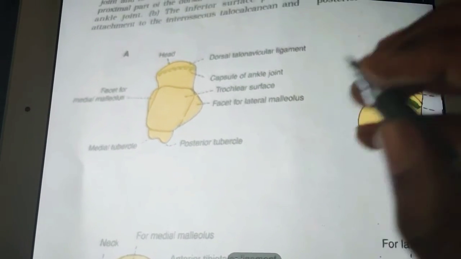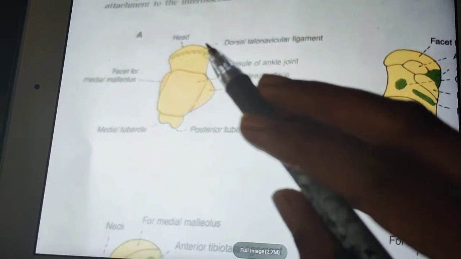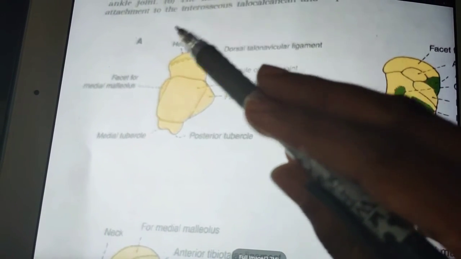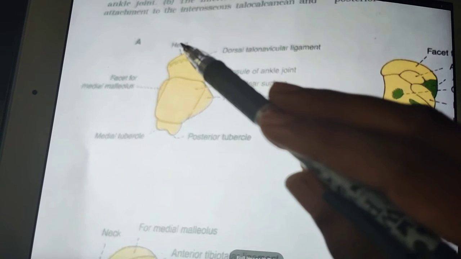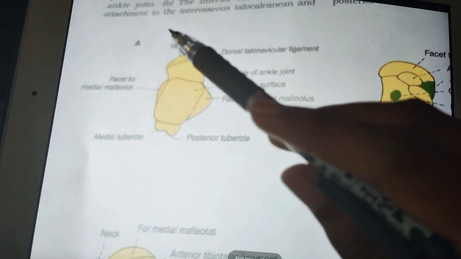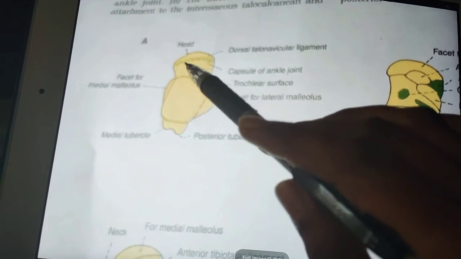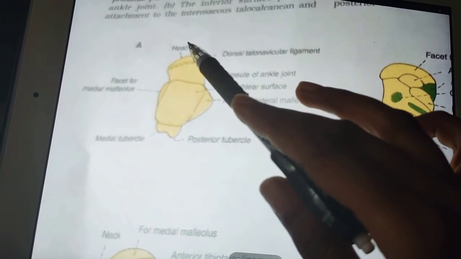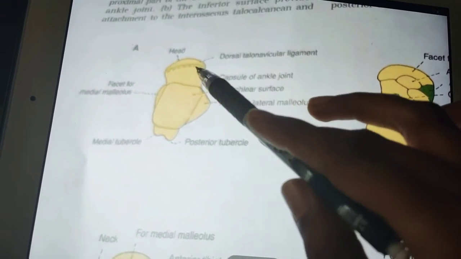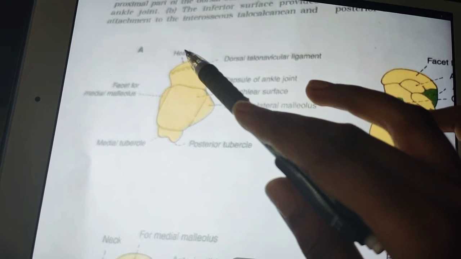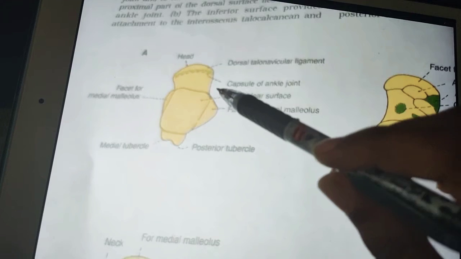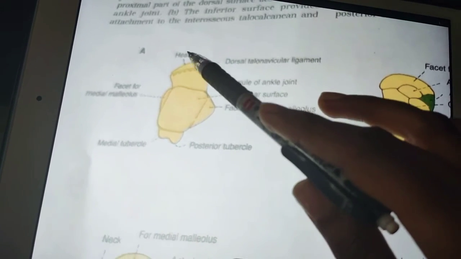Now coming to the head, we'll discuss it in detail. The head is directed forward, slightly downward, and medially. Its anterior surface is oval and convex. The long axis of this surface is directed downwards and medially. It mainly articulates with the posterior surface of the navicular bone. Of course, you know the talus articulates in front with the navicular bone. So here will be the navicular bone. This head articulates with the navicular bone, especially with its posterior surface.